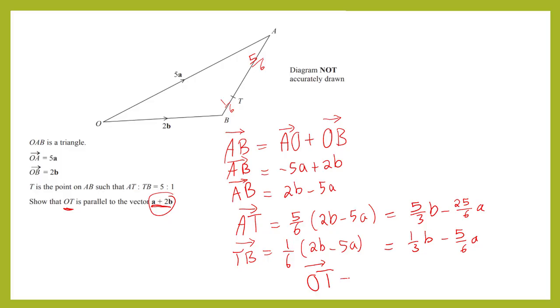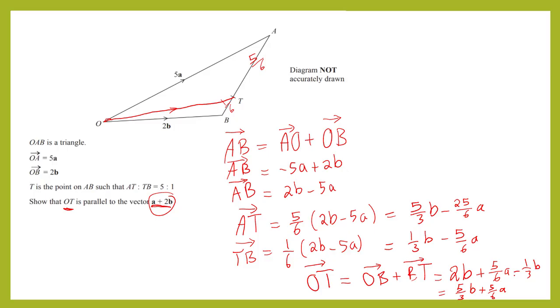To find OT, we can go through OB then BT. So OB is 2b plus BT. BT is the inverse of TB, so we change the signs. It will be 5/6 a positive and minus 1/3 b. If you do it here, 2 minus 1/3 is 5/3 b, plus 5/6 a. Now we take a common factor from these two. We can take 5/6 as common. It's going to be a plus, and 10/6 divided by 5/6 gives 2b.